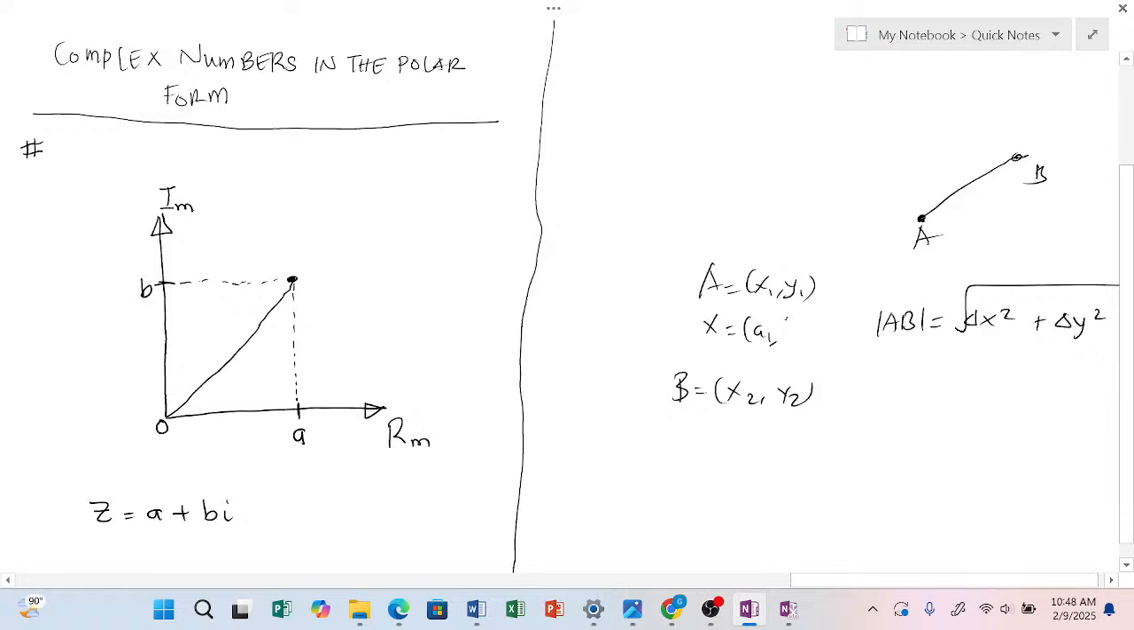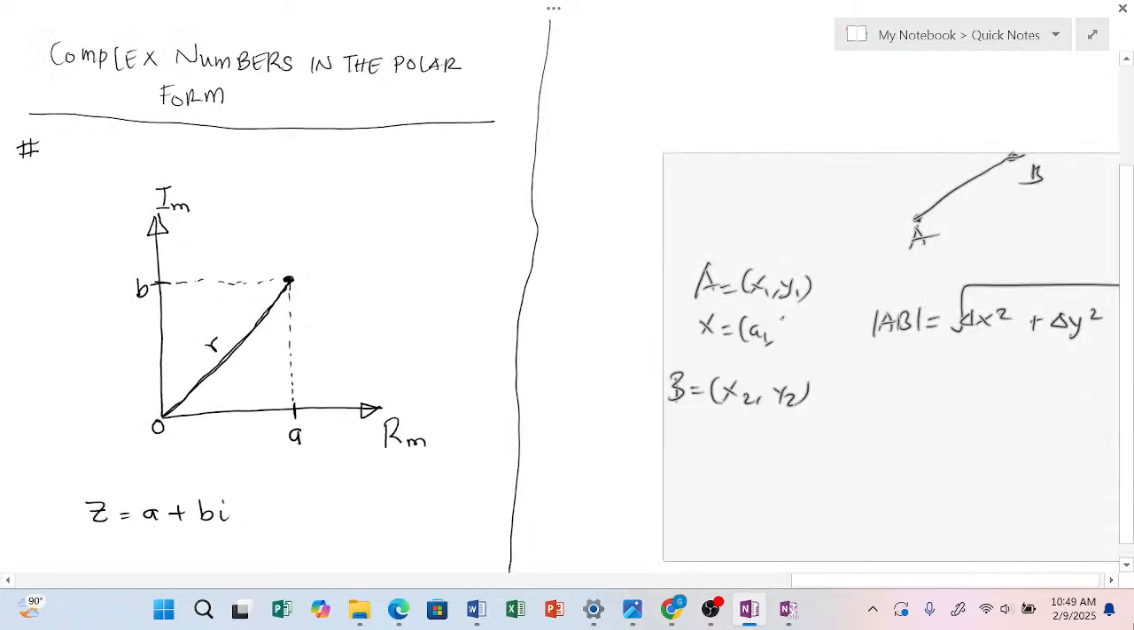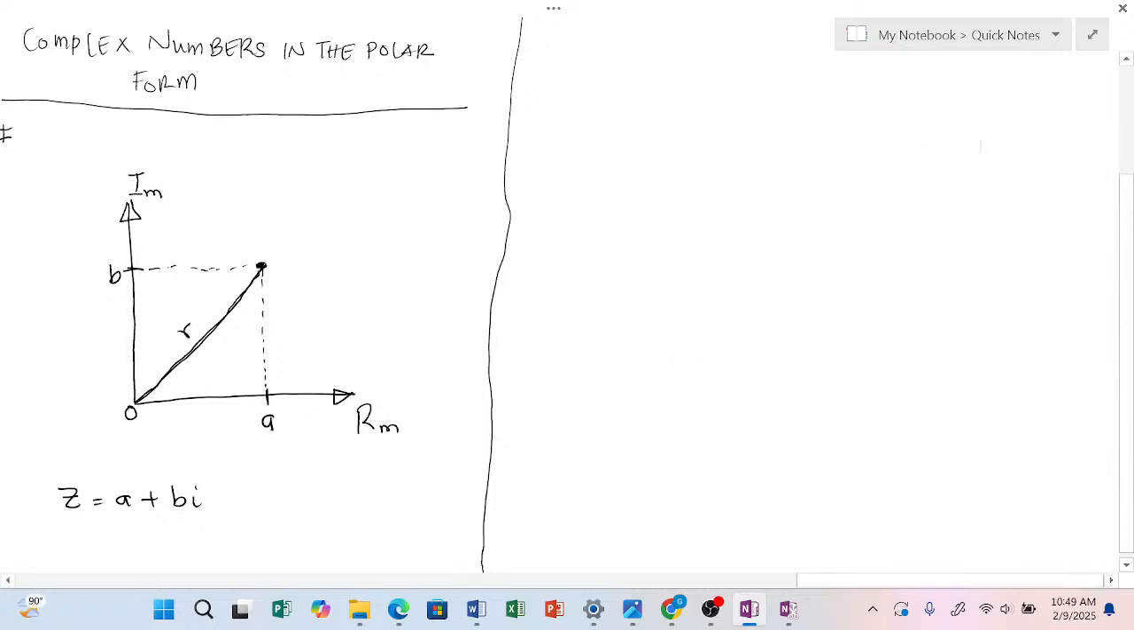So the idea is from JHS. So yes, university is very simple. You get it? We just import ideas from previous studies. So I have Z, the complex number, equal to a plus bi. This is my a, this is my b. So this is a line. So I can find the magnitude. So let me call this R.